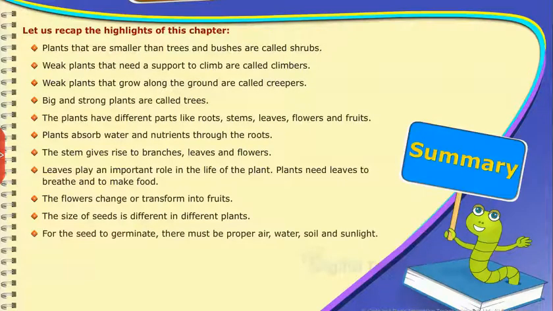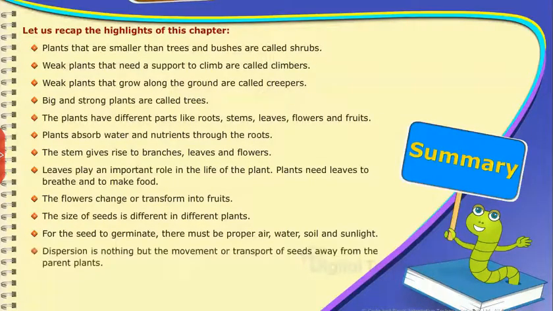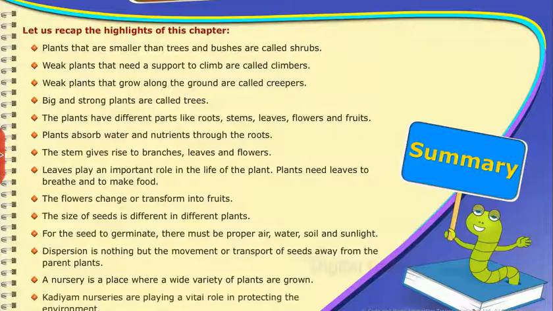For the seed to germinate, there must be proper air, water, soil and sunlight. Dispersion is nothing but the movement or transport of seeds away from the parent plants. A nursery is a place where a wide variety of plants are grown. Kadiyam nurseries are playing a vital role in protecting the environment.